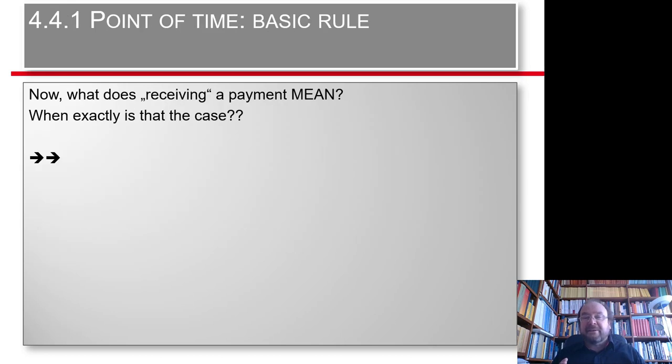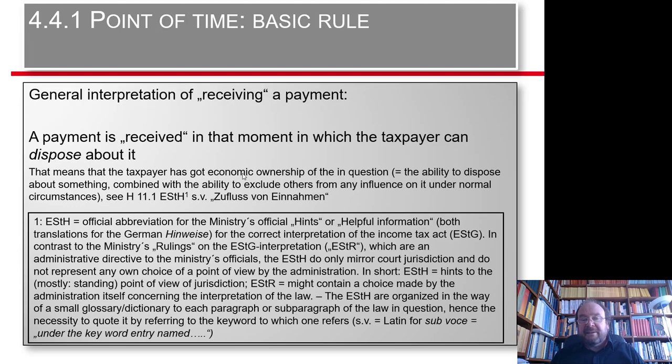Okay, now let's think about that from the beginning onwards. What does it mean to receive a payment? What exactly is that? Well, a payment is received from the moment on in which the taxpayer can dispose about it. That means, according to the ESTH, that is the official hints to the interpretation of the ESTG, or you could also keep the H in the abbreviation by translating or calling it helpful information for the interpretation of the ESTG.